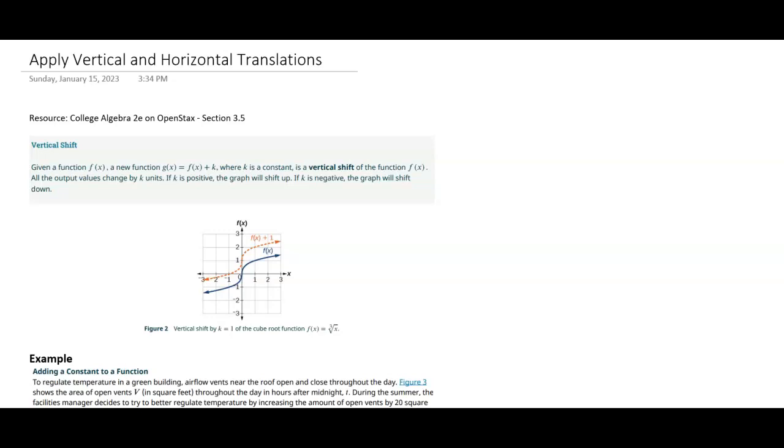This video is going to be going over vertical and horizontal translations of functions. A vertical shift is when you take a function and add some kind of output to the outside of that function to move the function up or down. If k is positive, then the graph is going to move up. If k is negative, then the graph will move down.